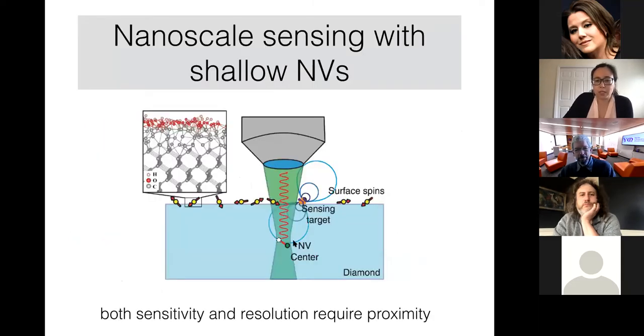Okay, so the goal is to try to bring this NV center close to some sensing target, because both your sensitivity and your resolution really require close proximity to the sensing target. But one problem that we run into immediately is that in order to bring the NV center very close to the sensing target, you also have to come close to this diamond surface. And while you can get this beautiful long coherence time in the bulk and do these very nice experiments, what we see is that the quantum properties of the NV center really degrade as we come close to the surface, because you start to see a lot of noise that arises from uncontrolled states at the surface.